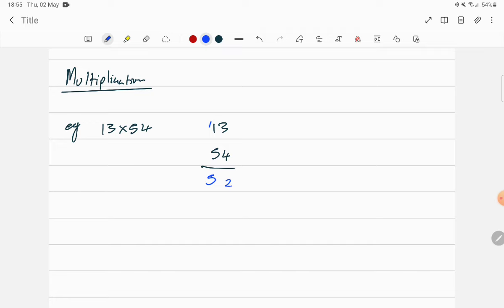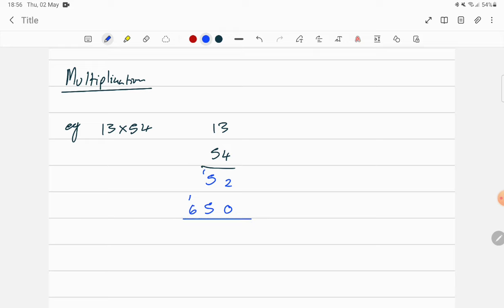Now, once we've done that first row, once we're done with the units part, we put a 0 in the units part, because we are multiplying the 5, and the 5 is part of the tens. So 3 times 5 is 15. Carry the 1. Then 1 times 5 is 5, plus 1, that is 6. And that's how we get 650 for that row.